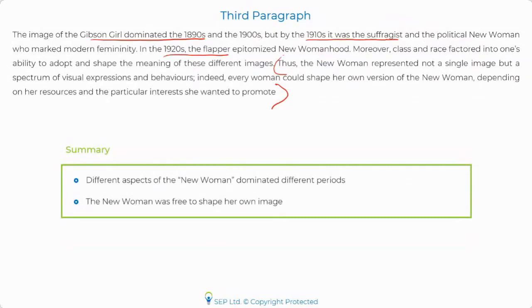The same person could display different behaviors. Okay, and here the author goes so far as to say that every woman could shape her own version of the new woman, depending on what she wanted to show. So all in all, the passage is all about how this new woman came to be, and what she really stood for. She didn't stand for any single image. She depicted a changing image in changing times.